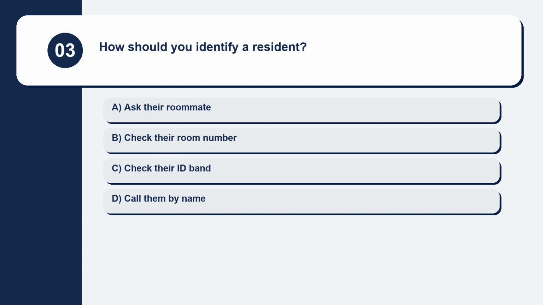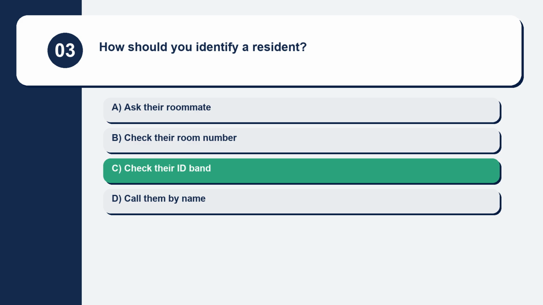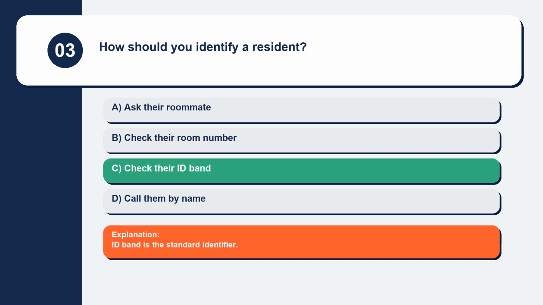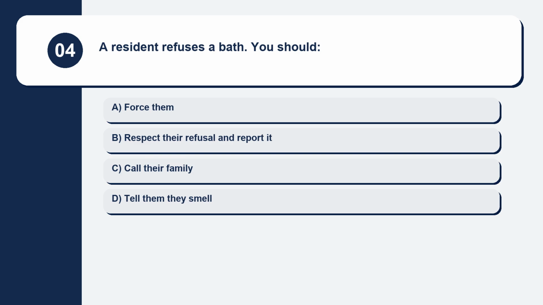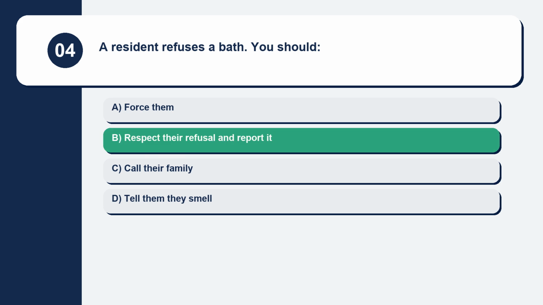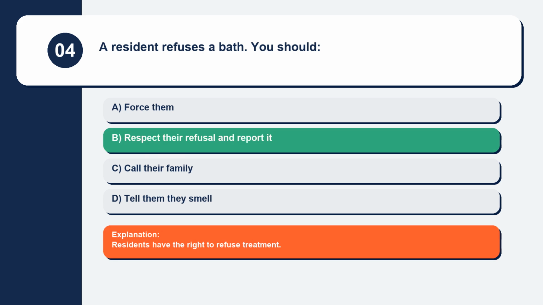Question 3. How should you identify a resident? Ask their roommate, check their room number, check their ID band, call them by name. ID band is the standard identifier. Question 4. A resident refuses a bath. You should force them, respect their refusal and report it, call their family, tell them they smell. Residents have the right to refuse treatment.